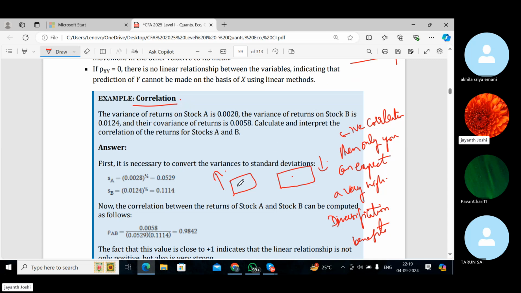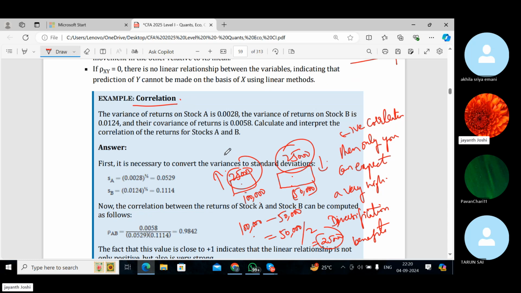Why? I'll tell you. If this shop is giving me 1 lakh rupees profit and this one is giving me 50,000 loss, then net I still have on an average 25,000 profit. Why? 1 lakh minus 50,000 is 50,000, divided by 2, 25,000. So on an average, each is giving me 25,000 benefit. That is only possible because of the negative correlation they have.